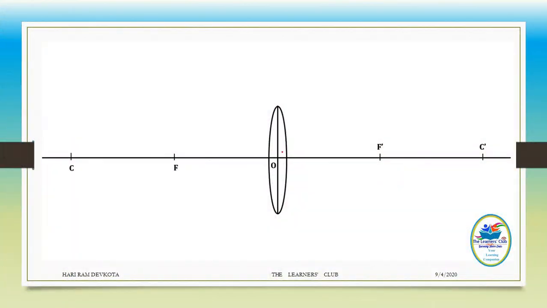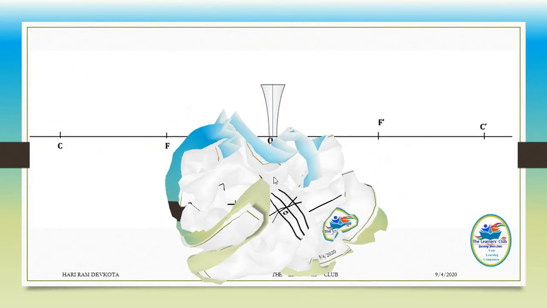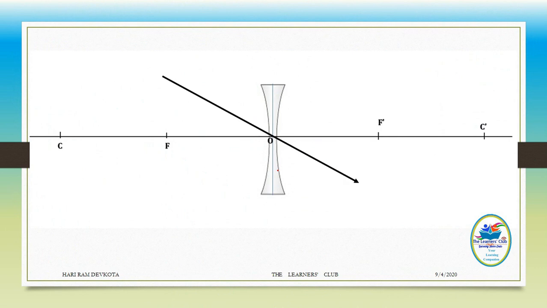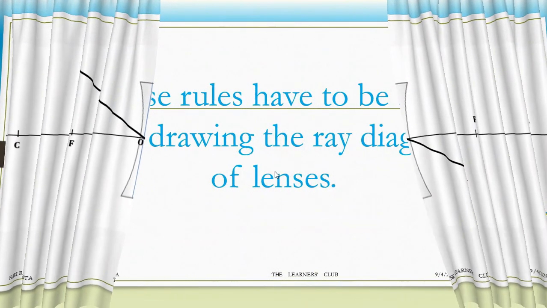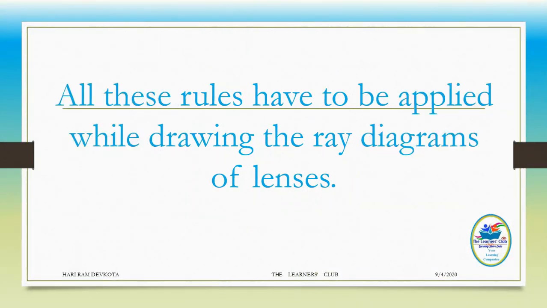And rule number 3 is that a ray of light passing through the optical center, that is the center of the lens, represented by O over here at this point, does not deviate, no matter what the type of lens is. And all these rules will be used while drawing ray diagrams related to lenses.